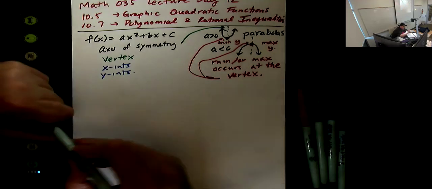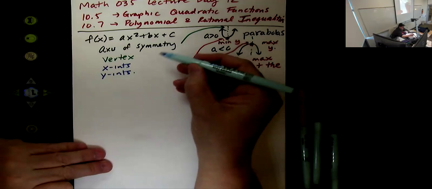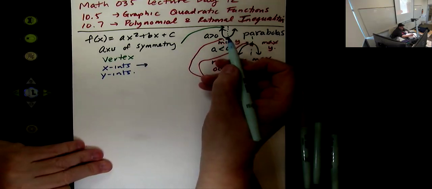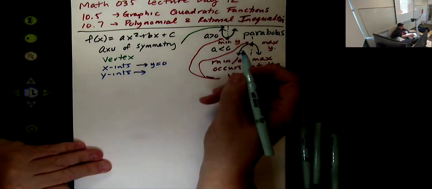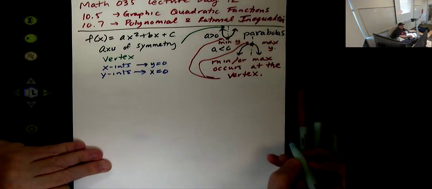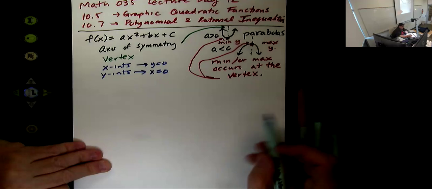X-intercepts are when what is true? What's the criteria for an x-intercept? Y is equal to 0. Thank you, Megan. Y equals 0. What about y-intercept? X equals 0. That's right. No fear. All right, so that's what we'll do.